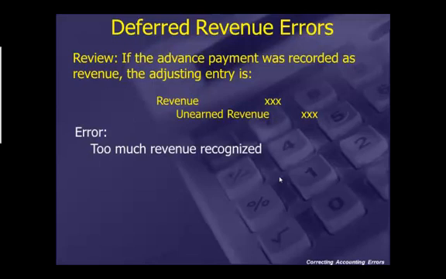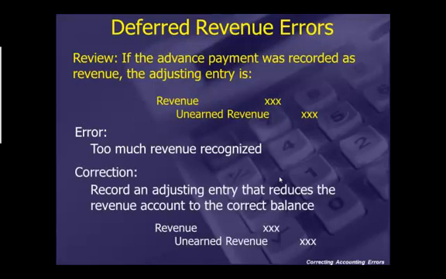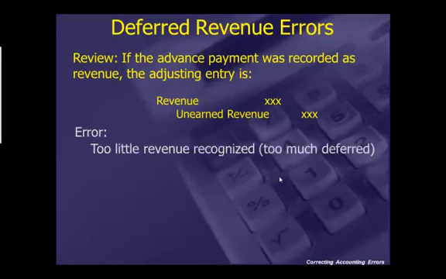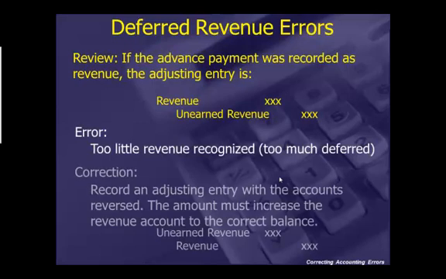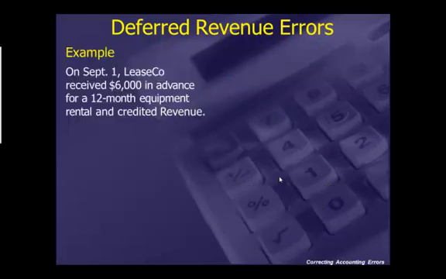As far as if the error was too much revenue that was recognized, then the correction should be to debit revenue, credit unearned revenue, so that you have reduced the amount of revenue that's been recognized. The error is too little revenue recognized, where you have too much deferred, then you're going to need to debit unearned revenue and credit revenue.